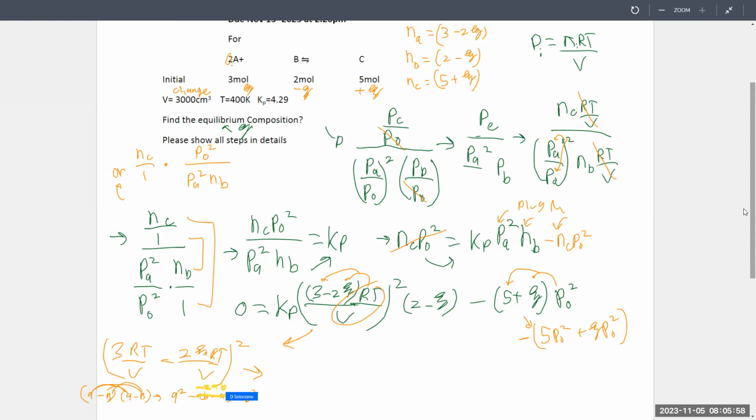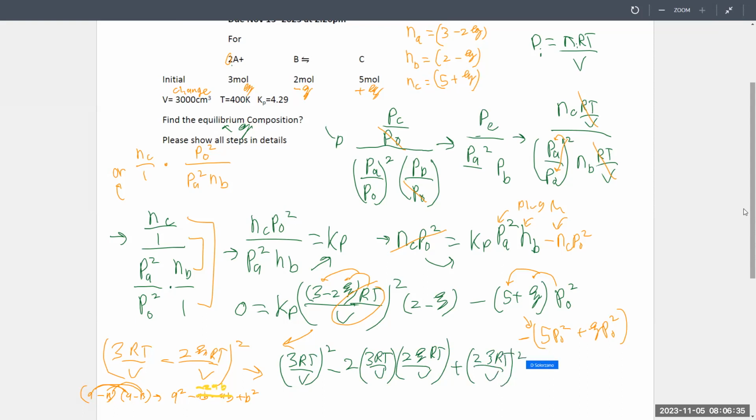Okay. Sorry, I can't always do these right off the top of my head. Okay, so then we're gonna get 3 RT over V squared minus 2 times 3 RT over V times 2 E thing RT over V plus 2 E thing RT over V squared.